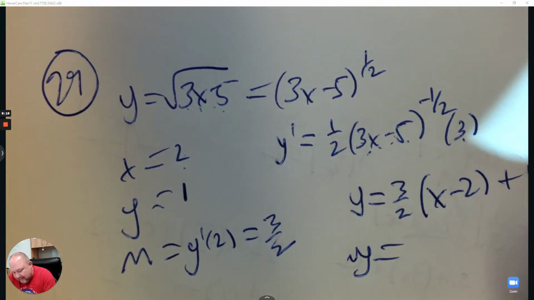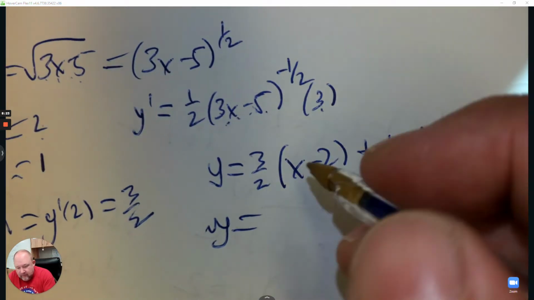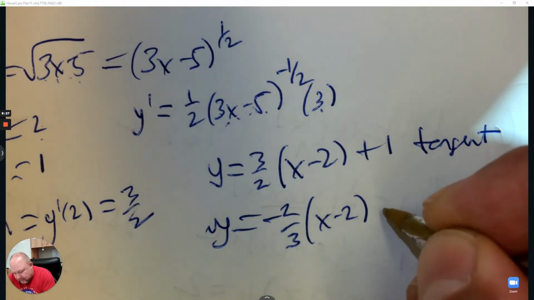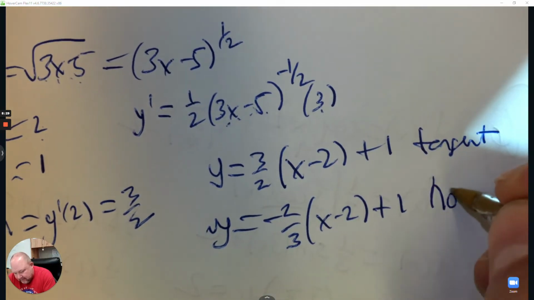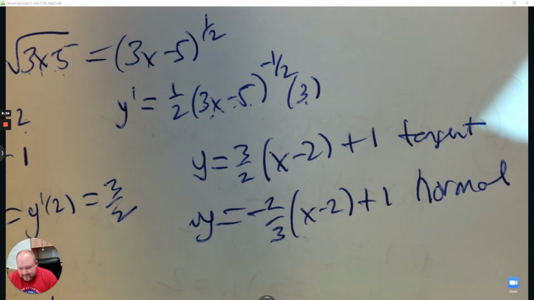The normal line, you would do the opposite reciprocal. So it'd be negative 2/3. That's the perpendicular. Everything else would stay the same. That's the word normal. So you have the tangent line and the normal line.